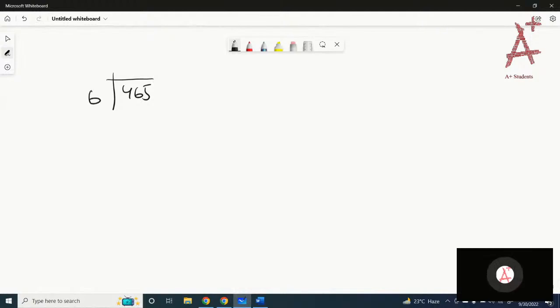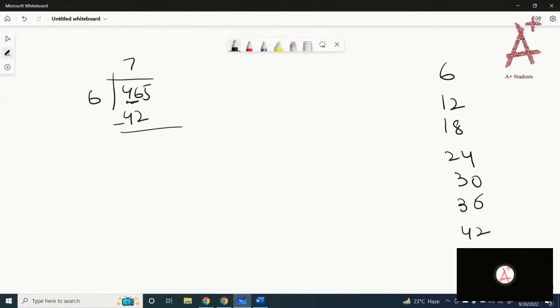Okay, you have to count a table of 6. 4 is smaller than 6, so we have to make it 46. So you have to count a table of 6 until you get 46 or a number that is less than 46. So 6 times 1 is 6, 6 times 2 is 12, 6 times 3 is 18, 6 times 4 is 24, 6 times 5 is 30, 6 times 6 is 36, 6 times 7 is 42, and 6 times 8 is 48. That means we can go for 6 times 7. 6 times 7 is 42. So just subtract: 46 subtract 42 is 4.